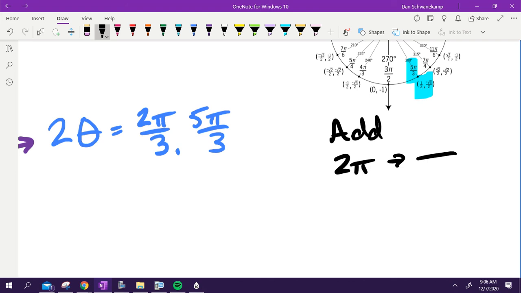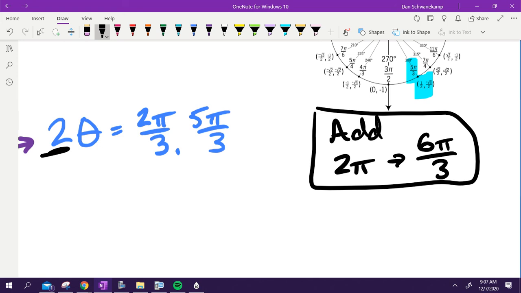Common denominator. So I want the denominator to be 3. Well, what's the numerator going to be if I'm adding 2 pi? 6 pi. This is kind of silly. You don't have to write this to the side, but I want you to understand what we're doing. To show that we are going around 2 times, I need to add 2 pi to my answer. So this is what I got the first time around. Now I'm going to take this and add it to these answers to get my second rotation.